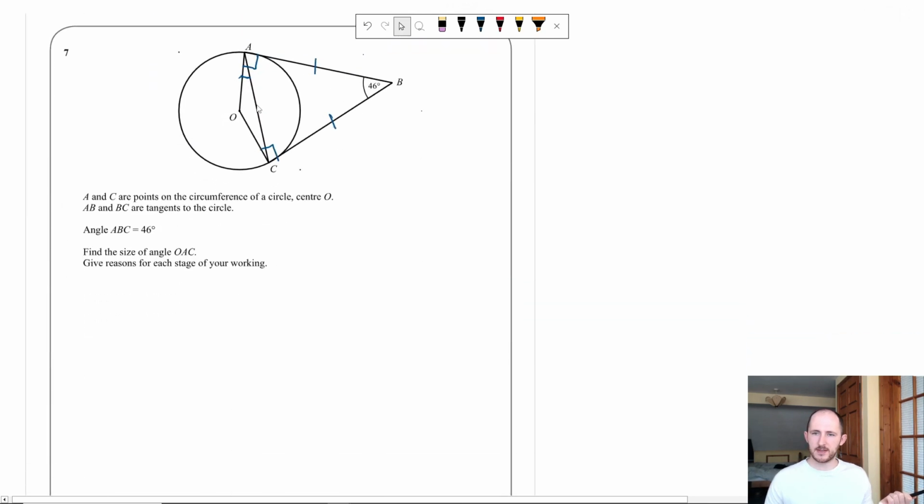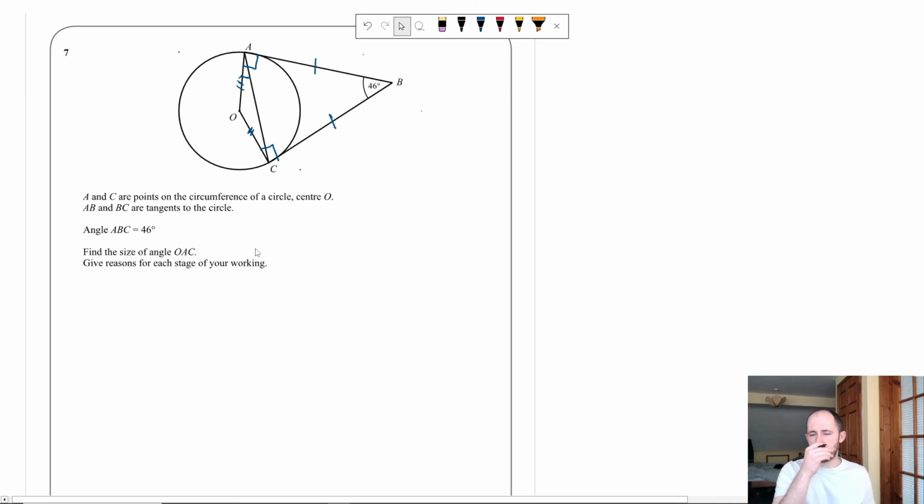So if I imagine this line isn't here and I look at the whole shape, I can work out the angle at O because I know that the lines OA and OC are both radii, which means they're both equal. So if I know the angle at O, 180 minus that would give me these two angles added together, divide by 2 and we're done.